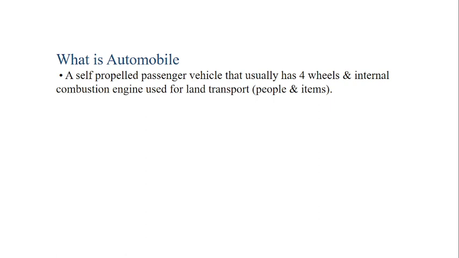Automobile engineering. Then what is an automobile? What is the definition of an automobile? The answer is: a self-propelled passenger vehicle that usually has four wheels and an internal combustion engine, used for land transport, generally of people and items.